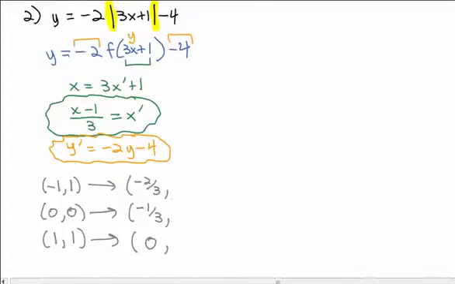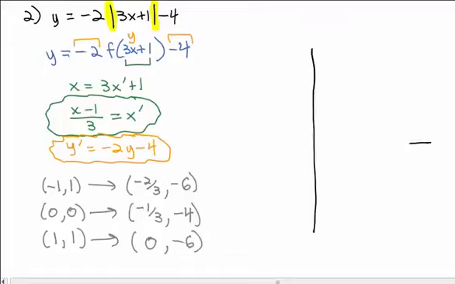The y-coordinate then, multiplying by -2 and subtracting 4. 1 times -2 is -2, minus 4 is -6. 0 times -2 is 0, minus 4 is -4. And 1 times -2 is -2, minus 4 is -6. So we now know what our graph is going to look like.